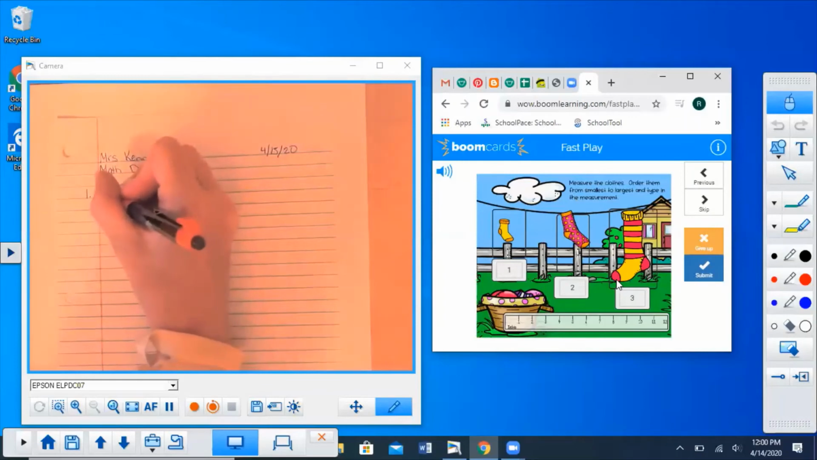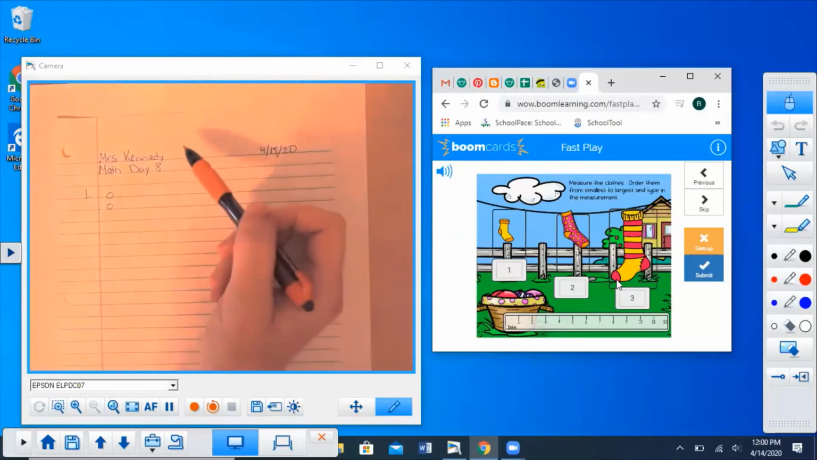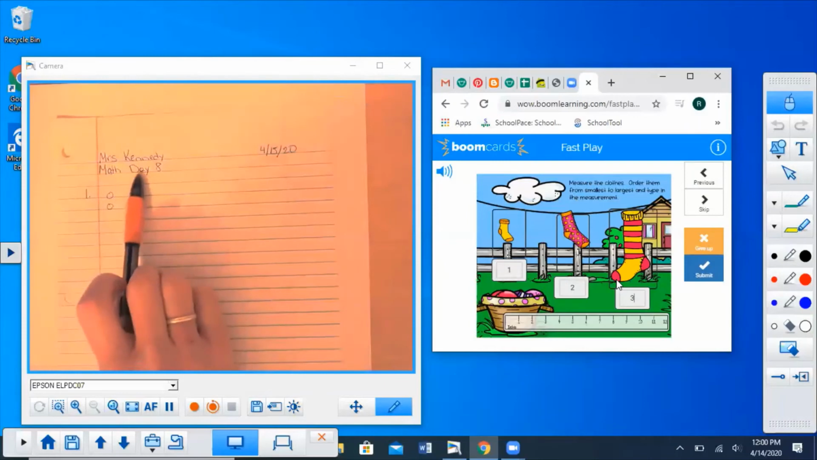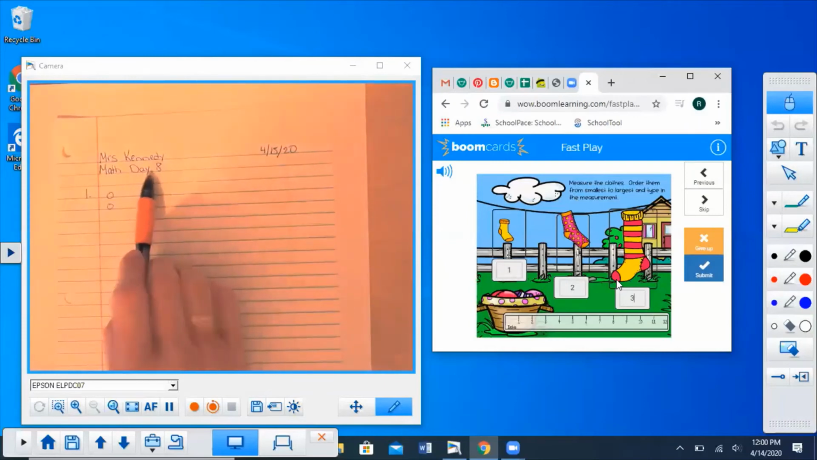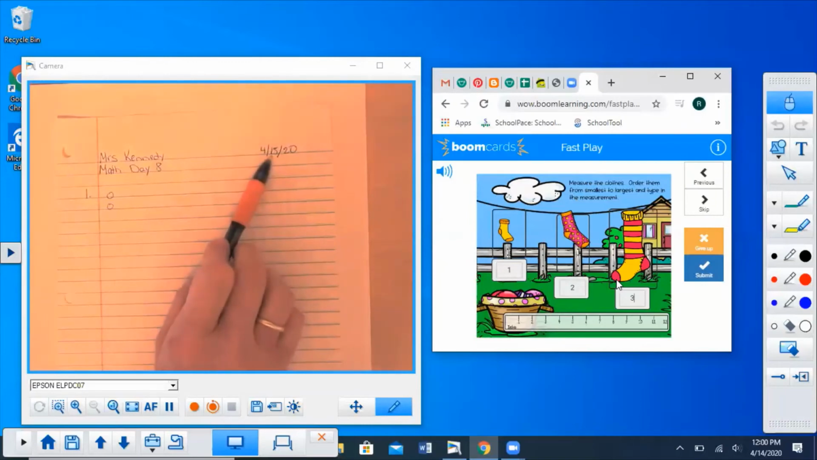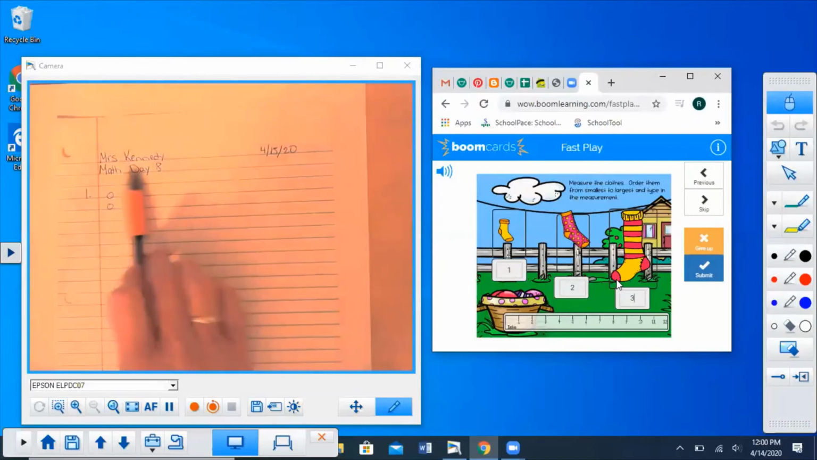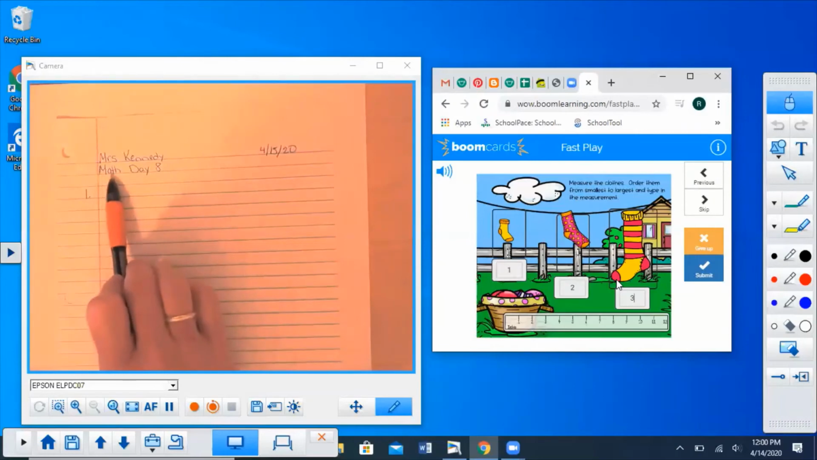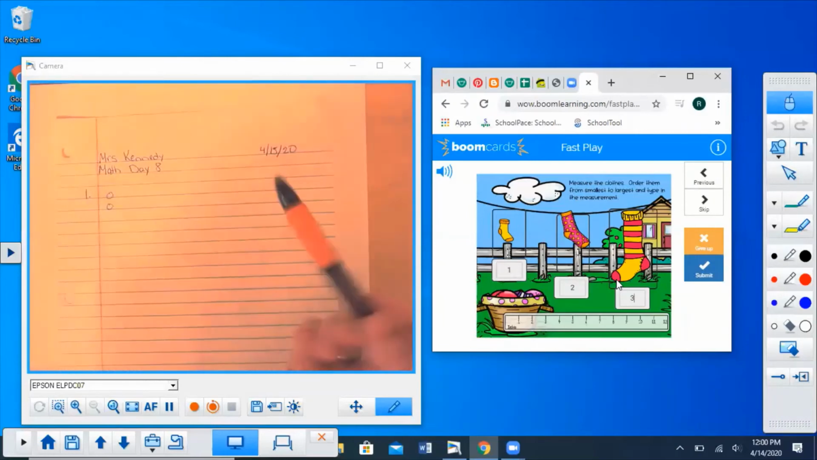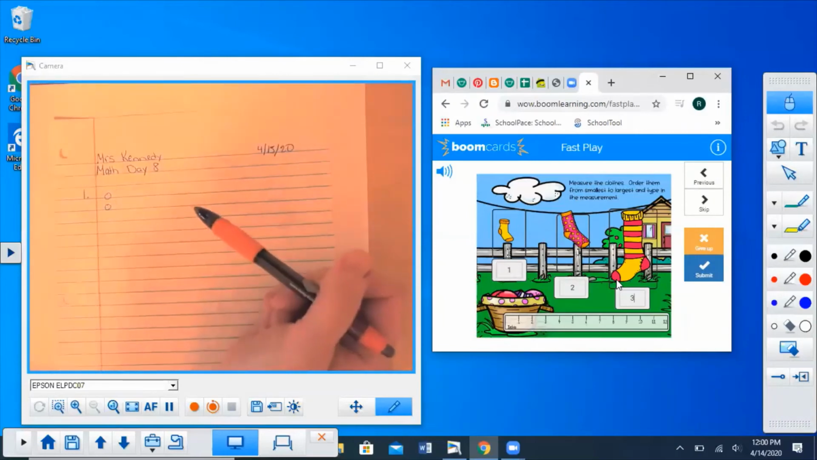Yep. So you can do this with me. We're going to do this first one together. So make sure you have your paper, your name, math, day 8. Make sure it's labeled so you get credit for it. And today's the 15th. Okay, pause it here if you need to get this set up so we can do it together. All right, that has 2.